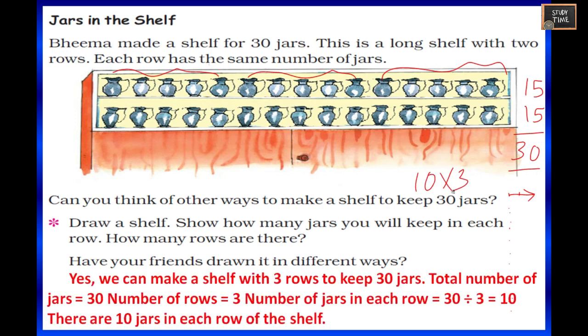So how many rows are there? We can make a shelf with 3 rows to keep 30 jars. Total number of jars is 30. Now the rows is 3. So the number of jars in each row is 10. So you can also keep 10 here, 10 here, 10 here. So this is also possible. Totally you will be getting 30.